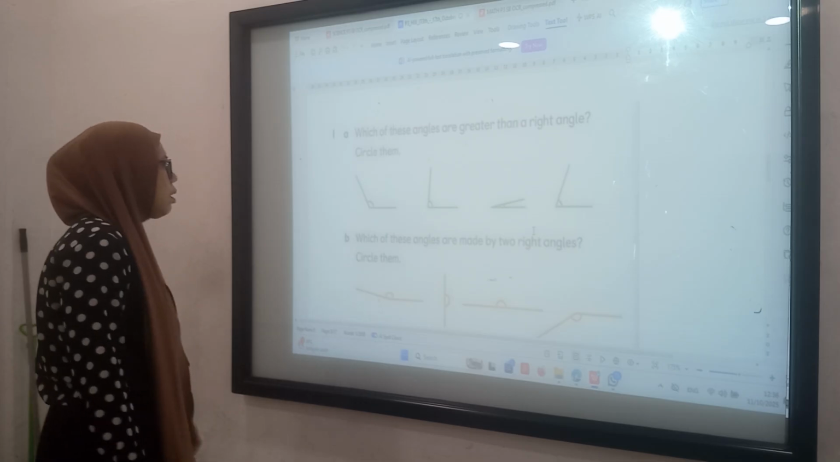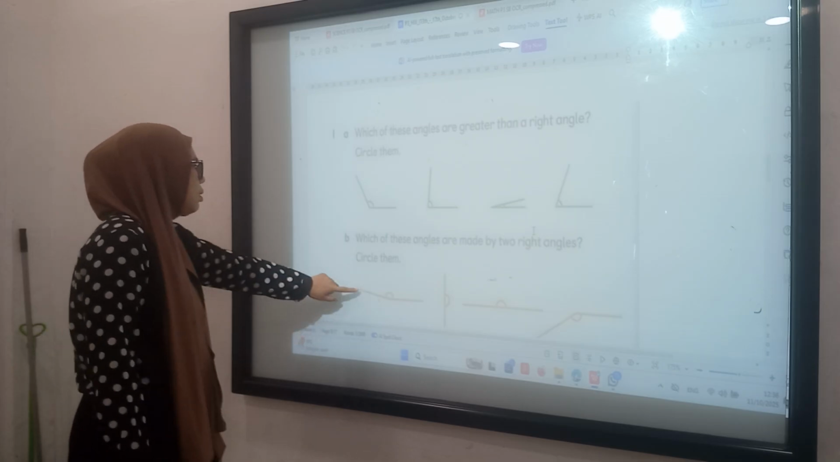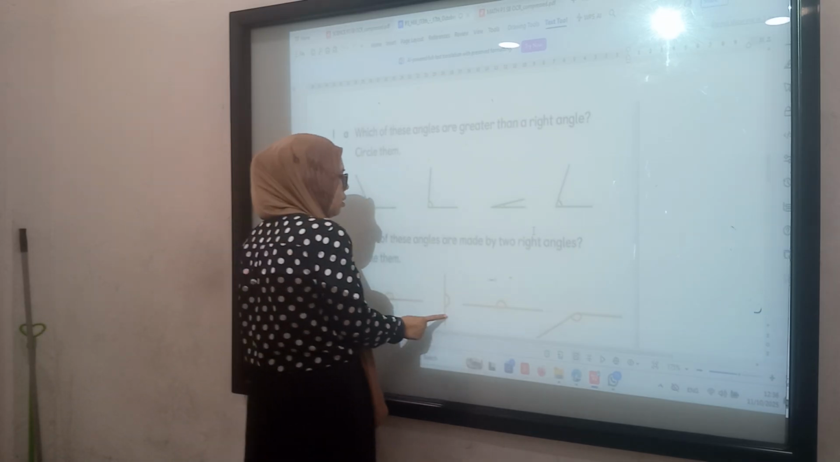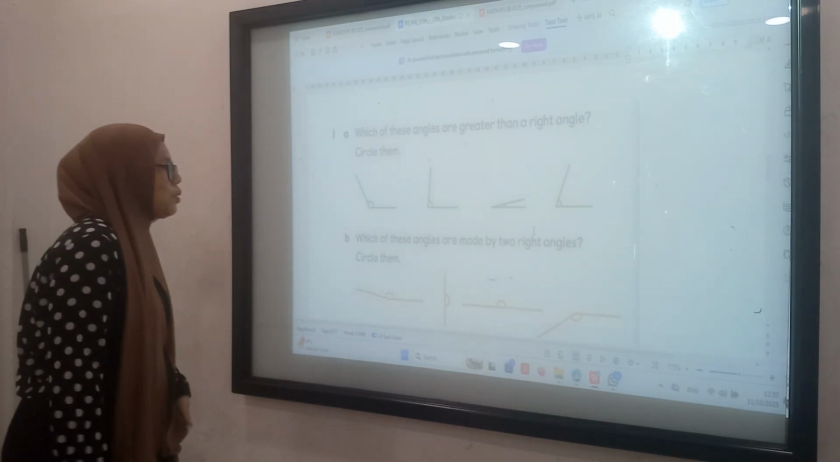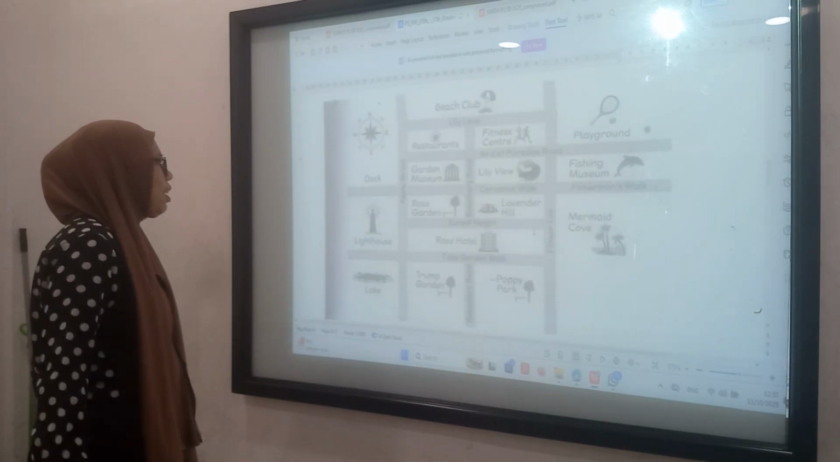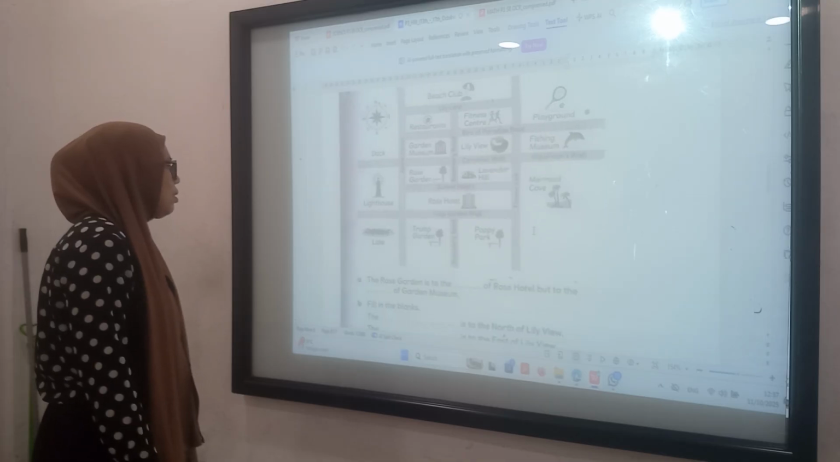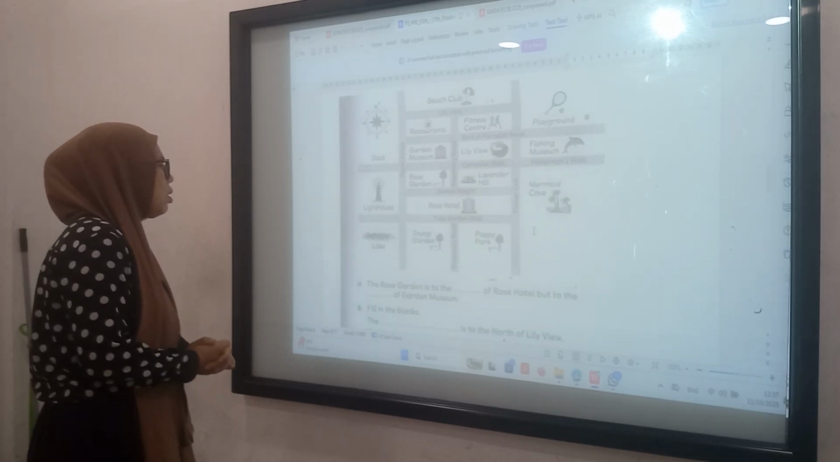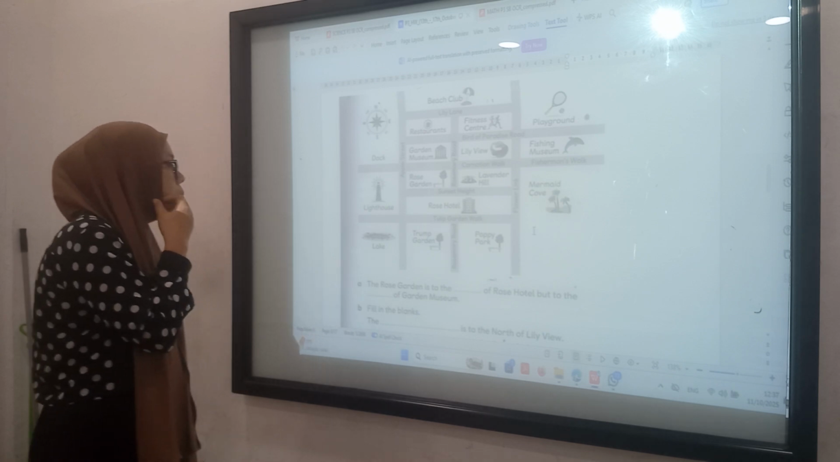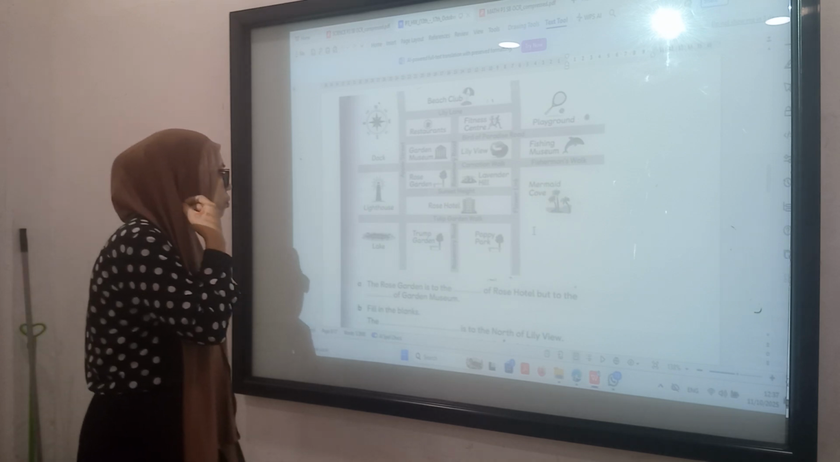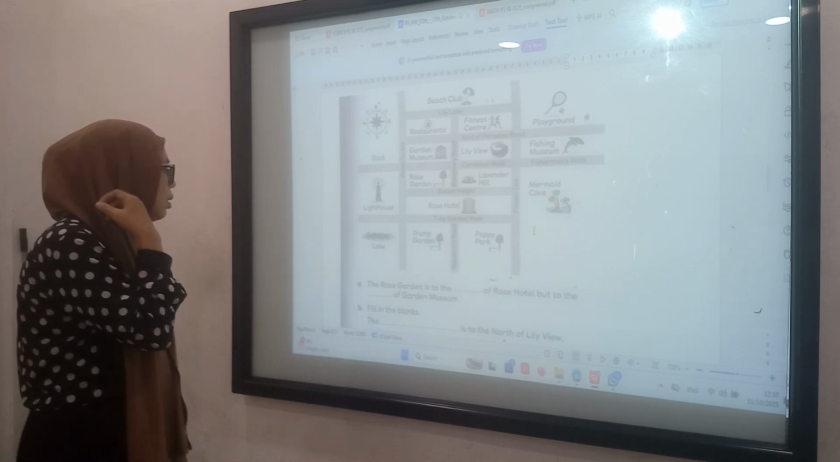Okay, which of these angles are made by two right angles? The answer is this and this. Okay. Excellent. Okay, Rose Garden is to the north of Rosetta, but to the south of Garden. Fill in the blanks.